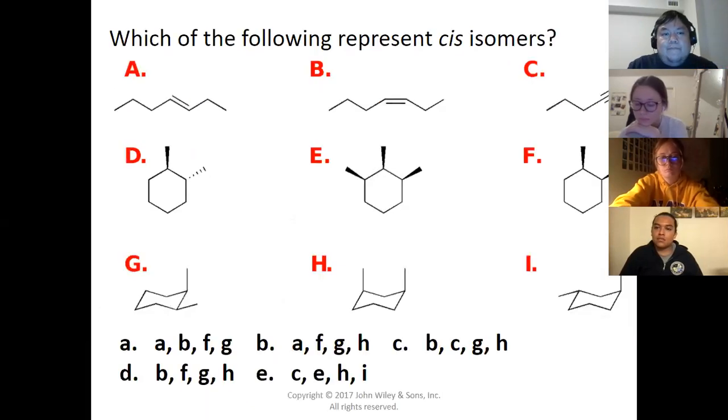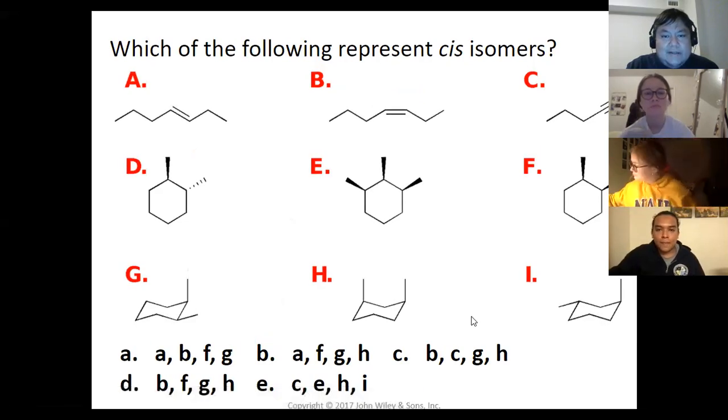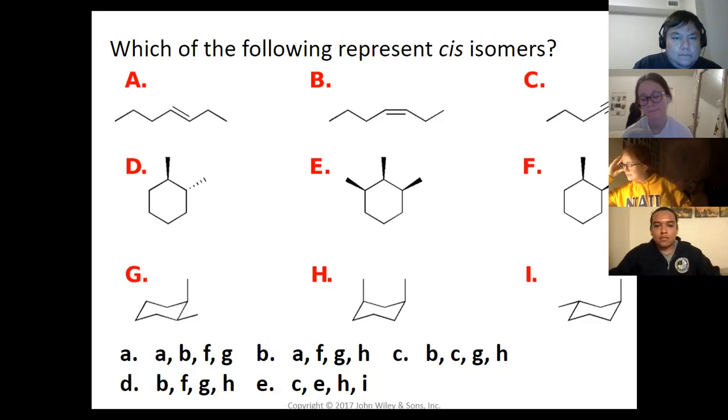That's all right. Okay, so real quick, which of these represent cis isomers? Any idea which of these represent? Okay, so I feel like it's definitely easy to identify when they're in the chair conformation or a ring structure. But I have trouble figuring it out if it's in a line or a chain.